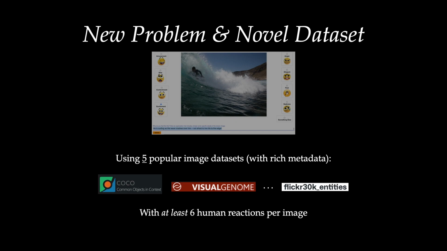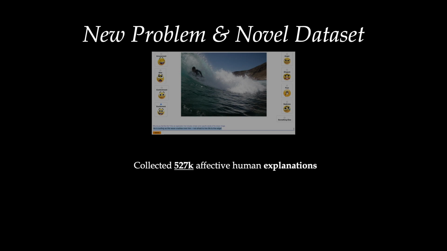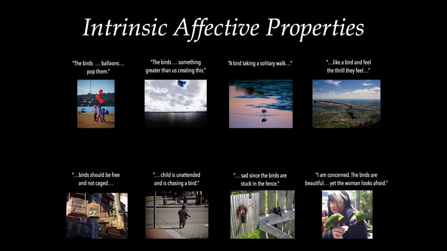The displayed images are taken from 5 popular research datasets with rich meta-annotations. In total, we curate this way more than 500,000 emotion labels and corresponding explanations, creating a rich and complex affective dataset. For instance, these are examples of annotated images, for which in its derived explanation the word bird is used.